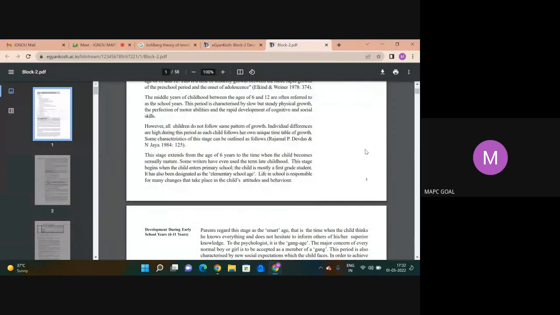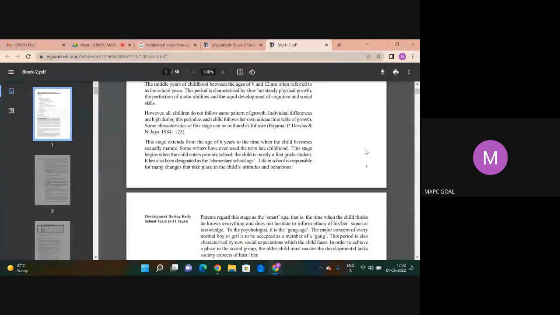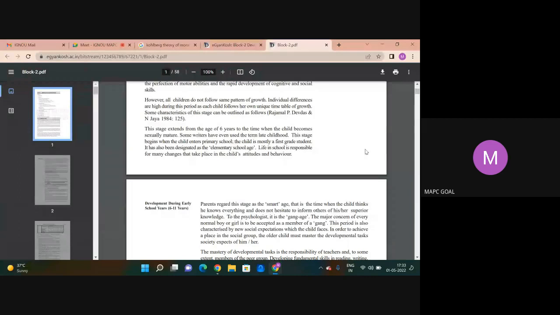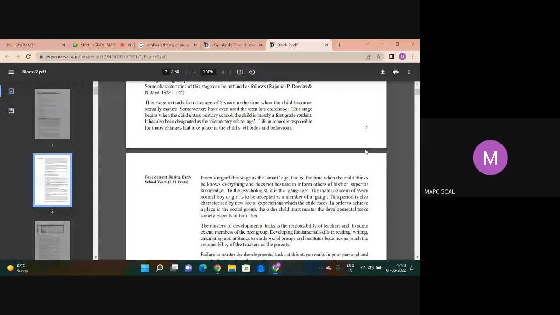Definitely, you might have heard about the term individual differences. So individual differences, every individual is unique in their own manner, like intelligence, personality, aptitude, attitude. So even for development, also for growth as well, as cited by Devdas and Jaya, 1984, they have talked about individual differences, and it's high during this period as each child follows their own unique timetable of growth. So there could be neurodevelopmental disorders. There could be children who speak a little late in their lives. Or there might be some children who, after the birth, might have cried a little late. So all these developmental milestones are very important. And they differ from child to child.